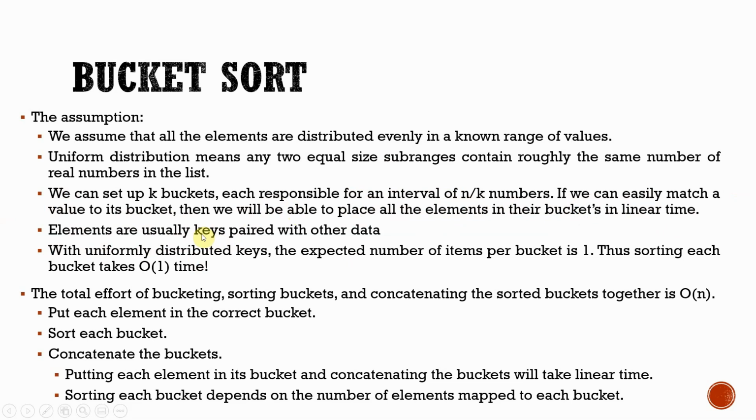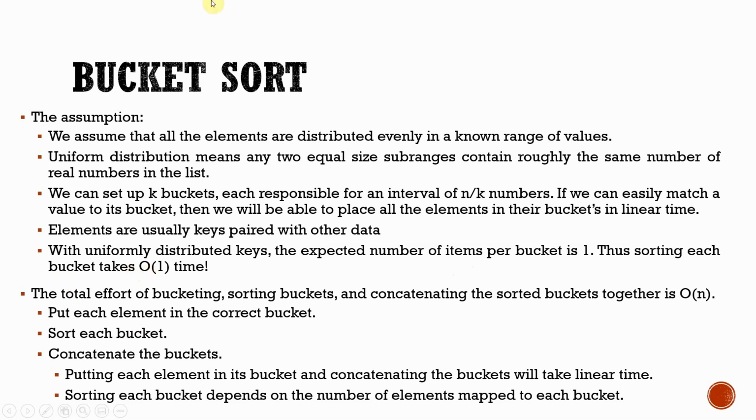Elements are usually keys paired with other data. So we have some comparable object, and we're not going to compare elements, but each element has a key. With uniformly distributed keys, the expected number of items per bucket is 1. It's going to be constant. Sorting each bucket takes order of 1. And we only have n buckets, and the buckets will be sorted, so it's easy to concatenate them.